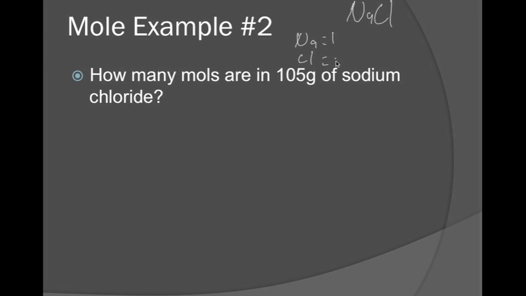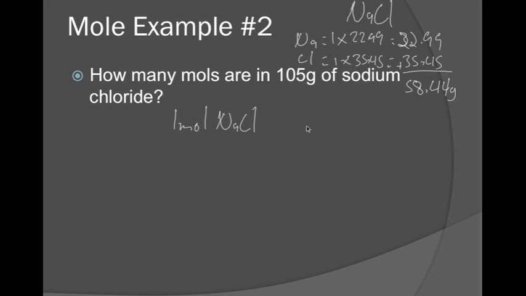I have 1 sodium, 1 chlorine, and I multiply those by their atomic masses. So sodium is 22.99, and chlorine is 35.45. We multiply those out and add them up: 22.99 plus 35.45 gives us 58.44. Remember, that's grams in 1 mole. So I know that 1 mole of NaCl, sodium chloride, equals 58.44 grams of NaCl. So now that I have my conversion factor, I can set it up.